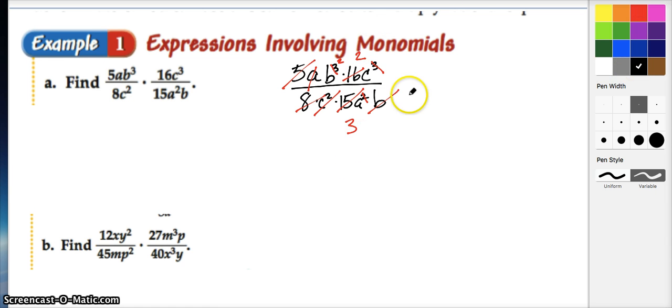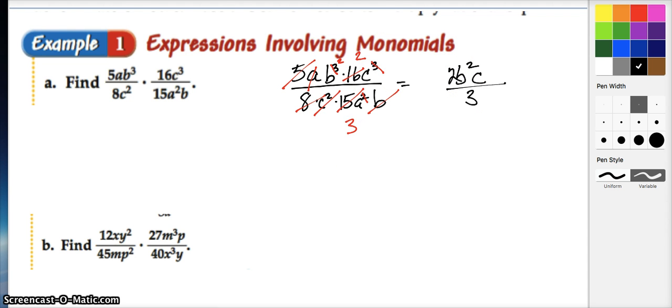So now I'm going to rewrite everything that I'm left with. The 5 is gone. The a is gone. So this is like 1 times 1. This is b squared, so I still have a b squared in the numerator. I also have not a 16 anymore, but a 2, and I also have a c, because the c to the third power is mostly gone. And then in the denominator, I have just a 3 left. And so this is my final answer.